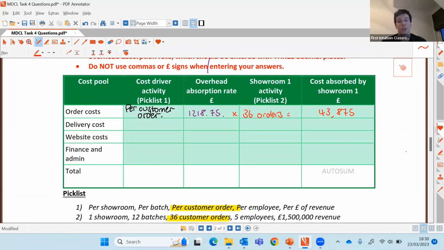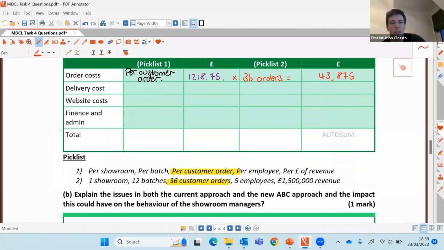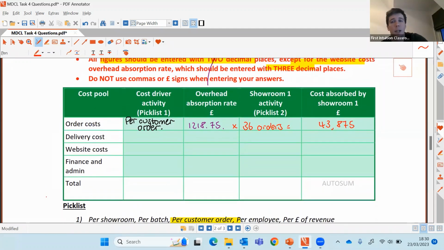And it's a similar approach as we go through. We're going to, as you can see, identify the driver. We will work out the overhead absorption rate. We will identify from pick list 2 down here the activity, and that will give us the opportunity to identify the absorbed cost in showroom 1.